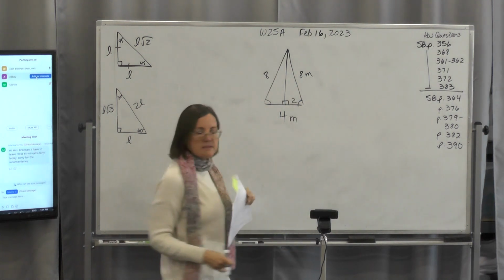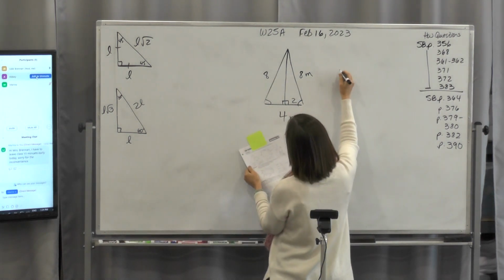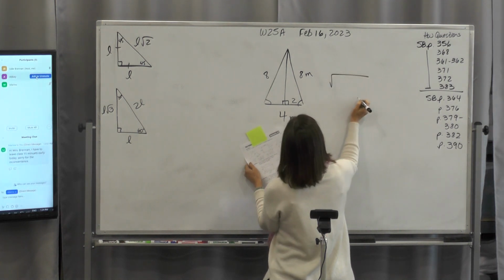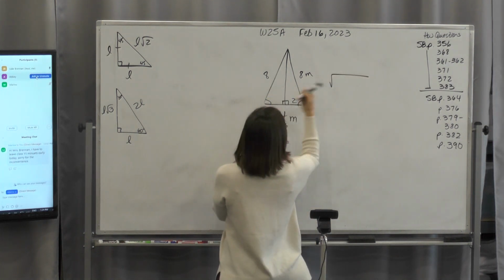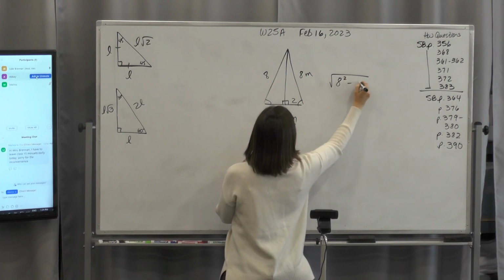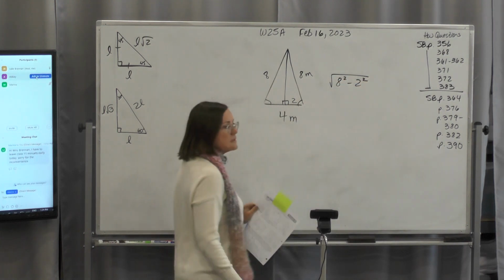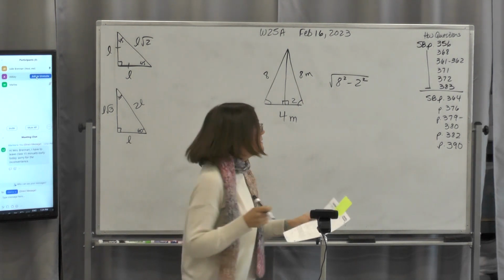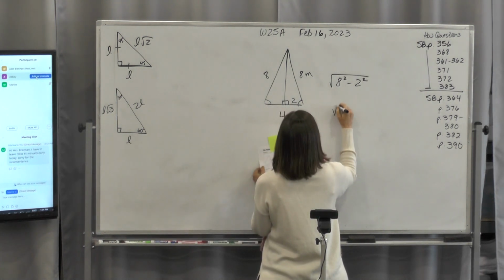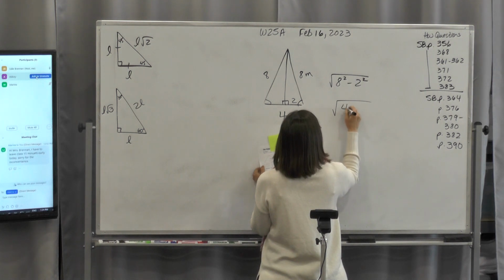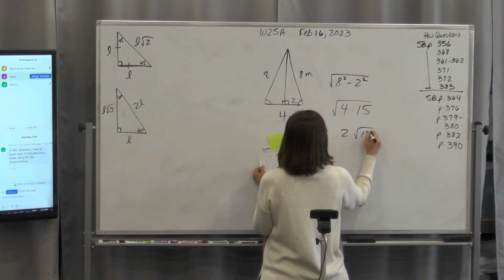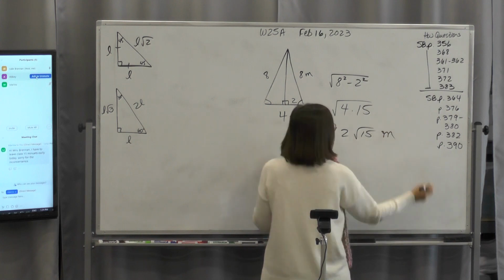And now you've got the height, right? If you're looking for x, which is the same as the height, it's going to be the square root of, I want this shorter side, so this is going to be my 8 squared minus my 2 squared. 64 minus 4, square root of 60. 60 has a 4 in it. 4 times 15, 2 root 15 meters.